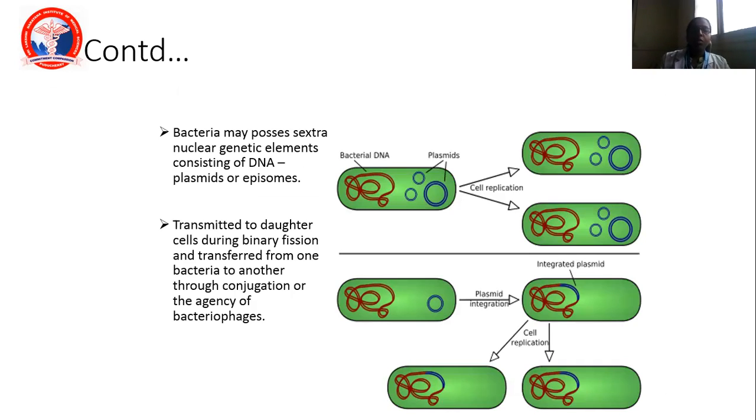Bacteria usually possess extra nucleic genetic elements, which are called plasmids or episomes. They are transmitted to the daughter cells during binary fission, and they are transferred from one bacterium to another.